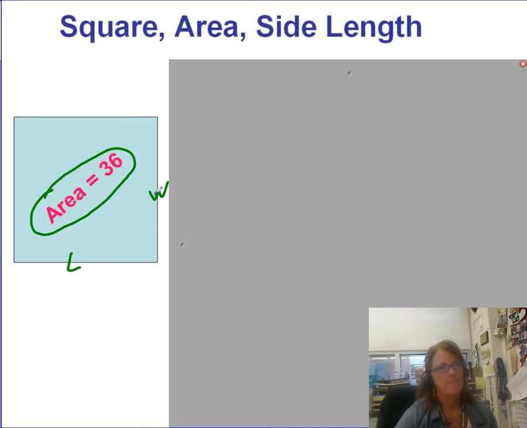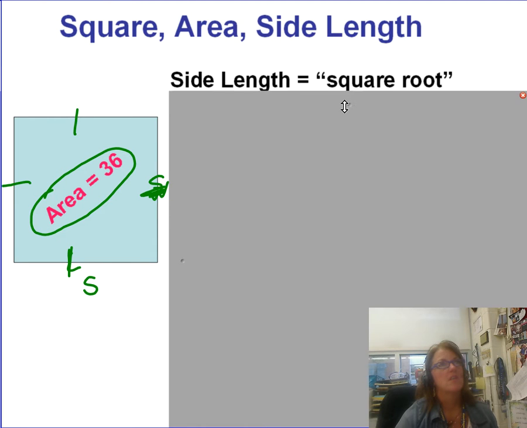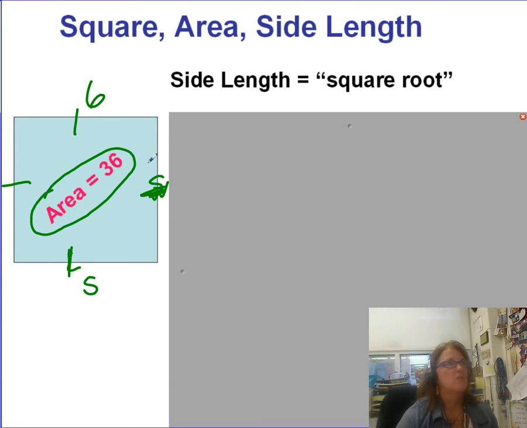What times what? Now, if it were just any rectangle, you could have a lot of combinations that work, like 1 and 36, and 2 and 18, and 3 and 12, 4 and 9, and so on. But this is a square, which means I usually don't call it length and width. I usually just use side and side because they're the same length. They're congruent. So what is the side length? Well, the side length is going to be what we call the square root. There's only one combo that works here, and that is what number times itself gives you 36. This is called the square root.